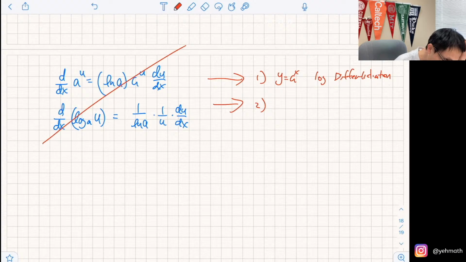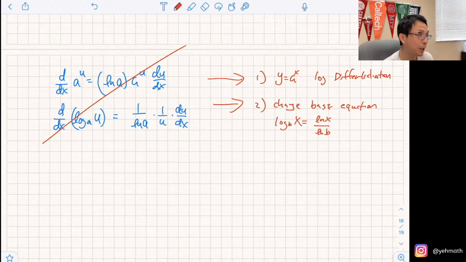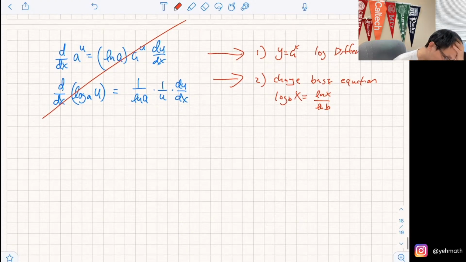How about the second thing? Use the change of base equation. Let me review what the change of base equation is, which is log base b of x equal to natural log of x over natural log of b. This is a very useful tool. Instead of memorizing this crap, knowing this is much easier to understand because that's just the change of base equation from algebra 2. Then you say, hey, what do I mean by that? Hey, how do I take a derivative of this?